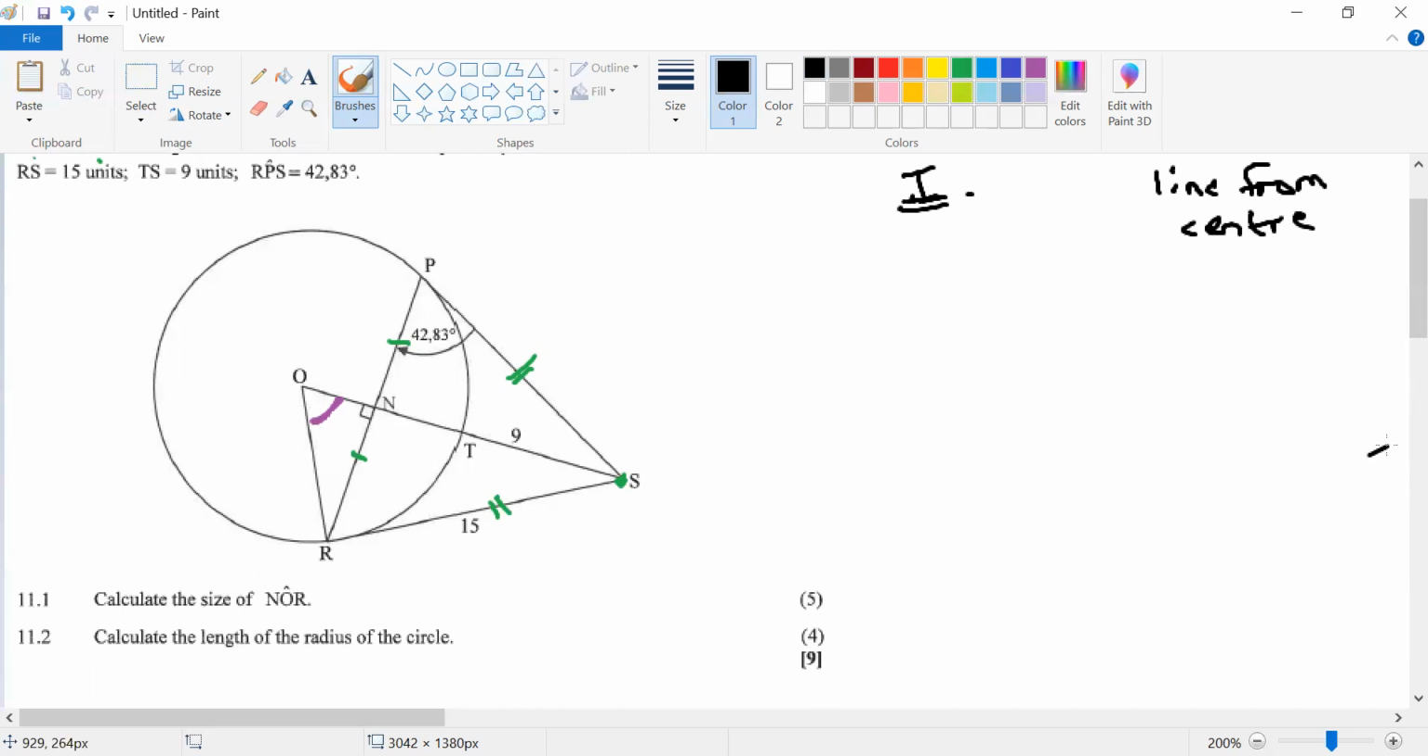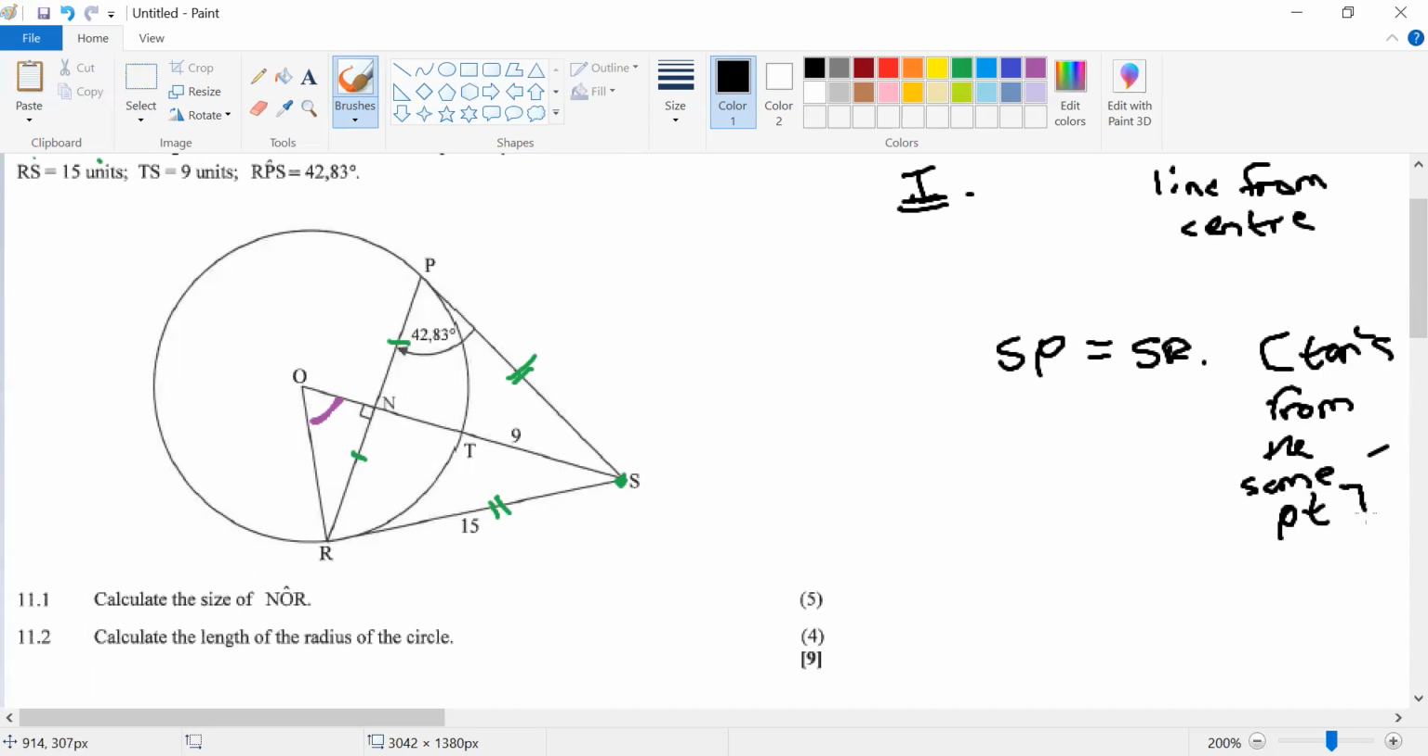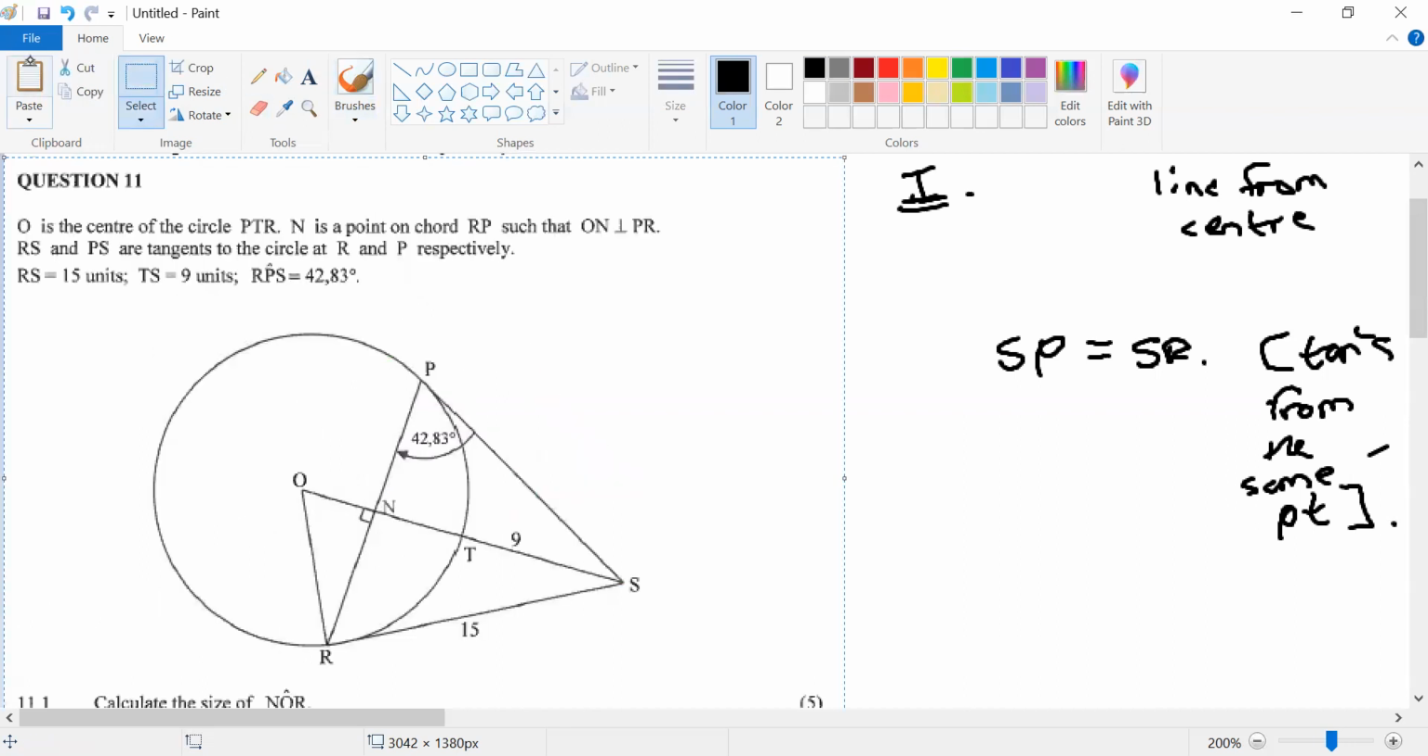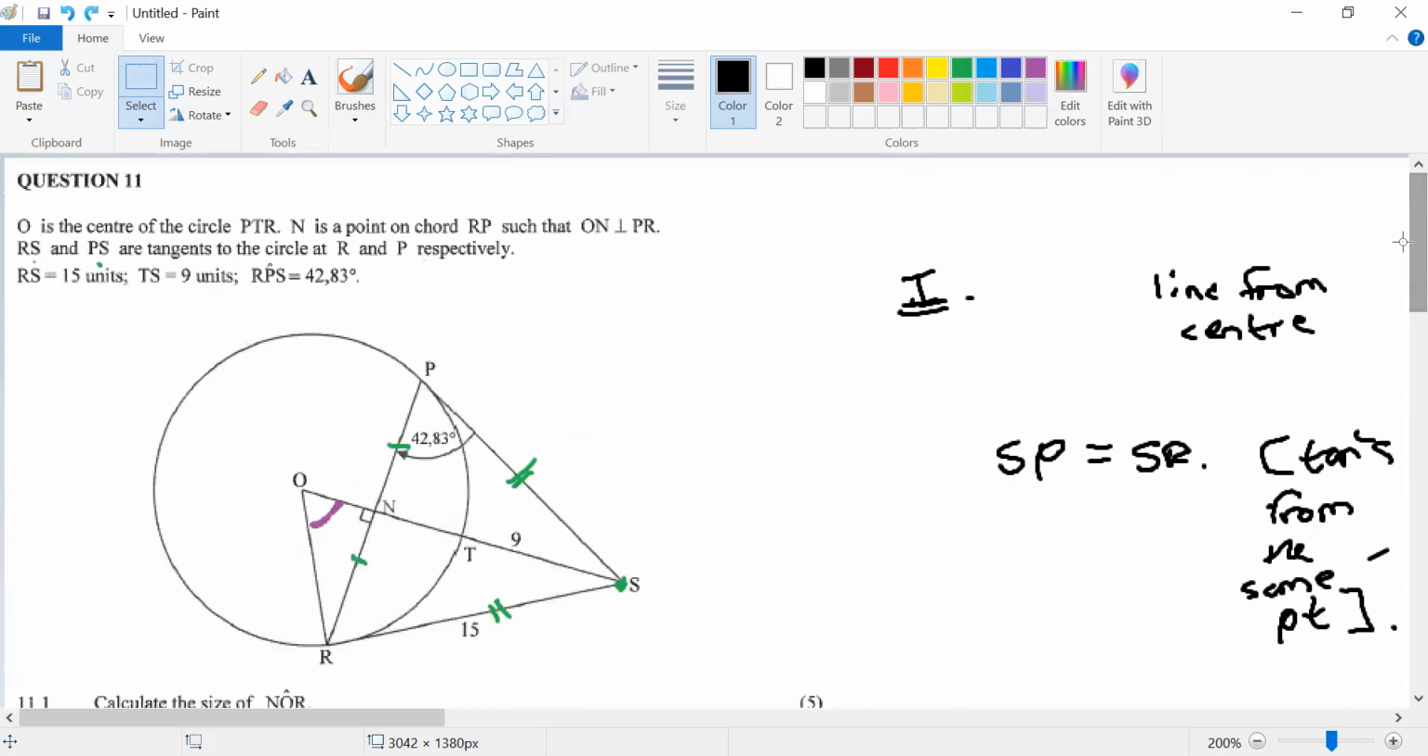We're going to first state that SP is equal to SR. And this is because they are both tangents from the same point. And now if my sides are equal, then the corresponding angles are going to be equal, because this is actually an isosceles triangle, right? Let's just go back.